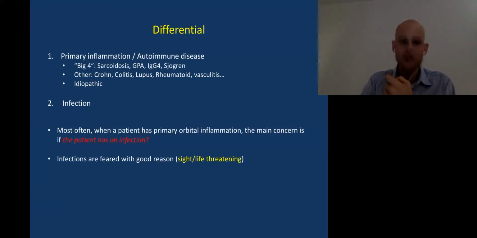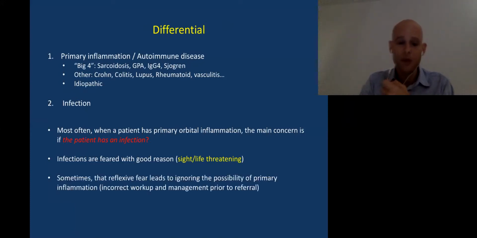Infections are something that should be feared, and it should be feared with good reason, because infections can be sight or even life-threatening in some cases, and they definitely can look like autoimmune diseases in some cases. The problem is that there's generally a reflexive fear to always thinking about infection in all of these cases, and to never think about primary or autoimmune inflammation. And what I'll typically see, I don't know if it's the case for you guys, are patients that are referred to me with refractory infections.